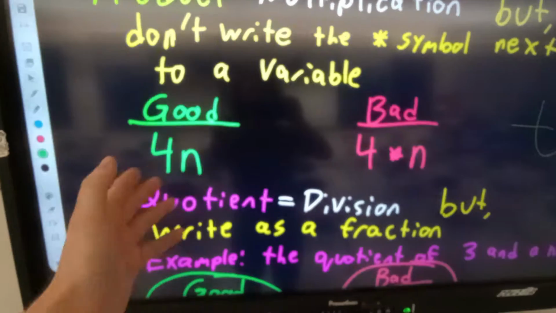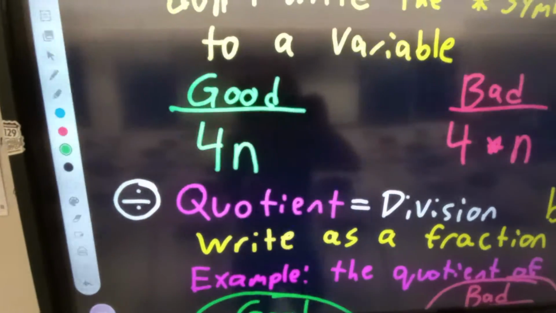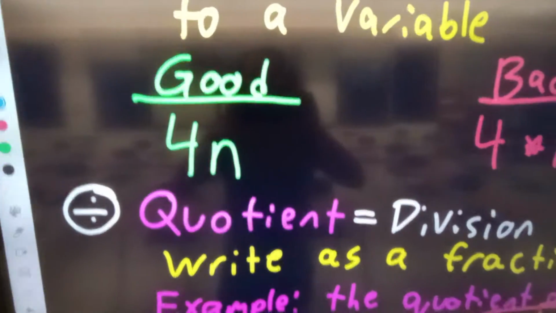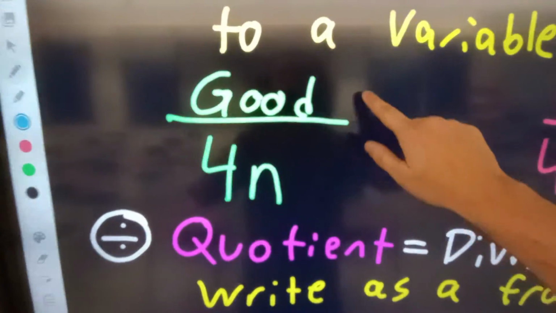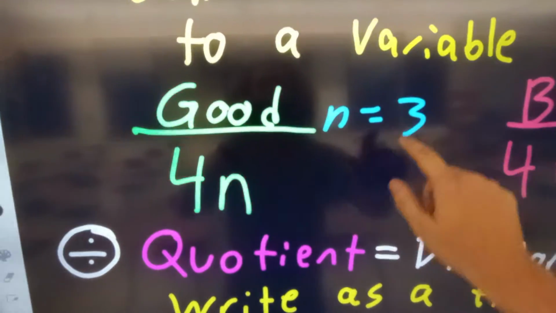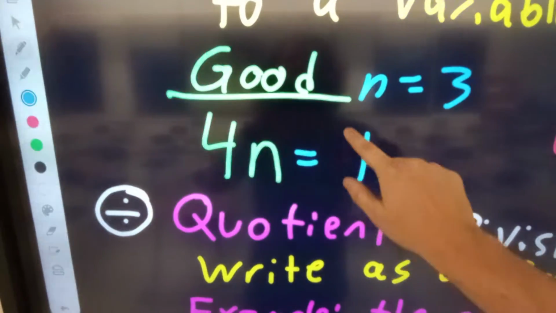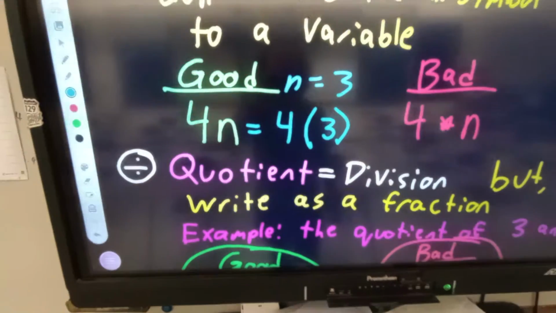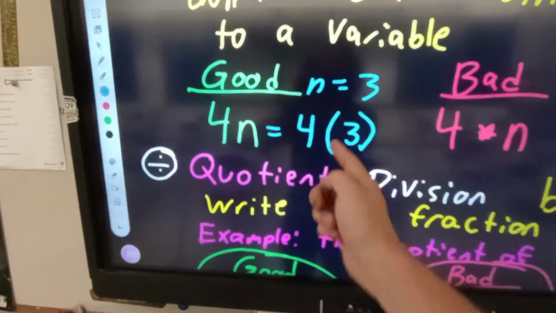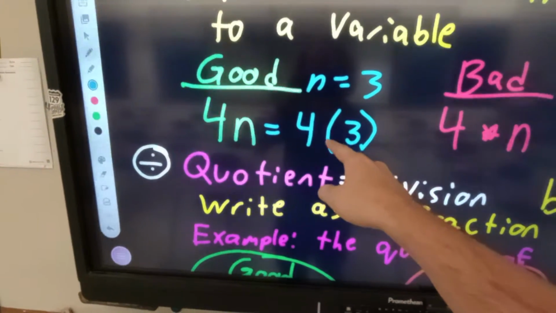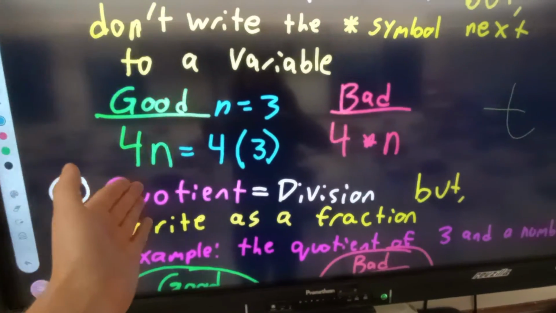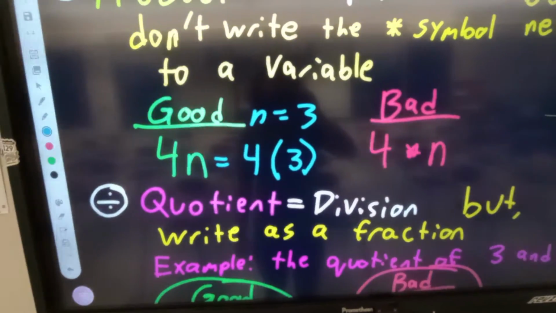That's what that means. And we know this because when we do substitution, let's say somebody came along and said that n equals 3. So assuming n equals 3, we would replace this. So it says 4, and we would replace that with 3 in parentheses. And we know that a number next to parentheses with no symbol between it means to multiply. So that is why we don't bother with the multiplication symbol.